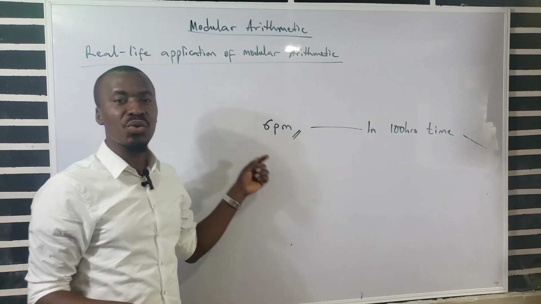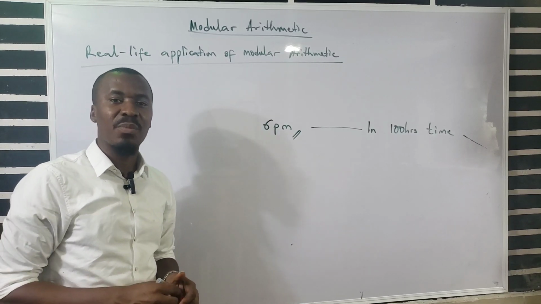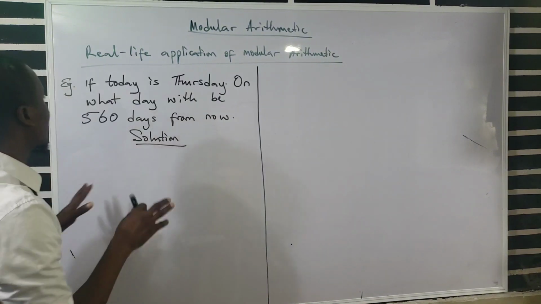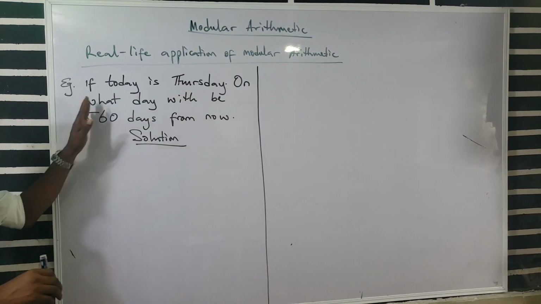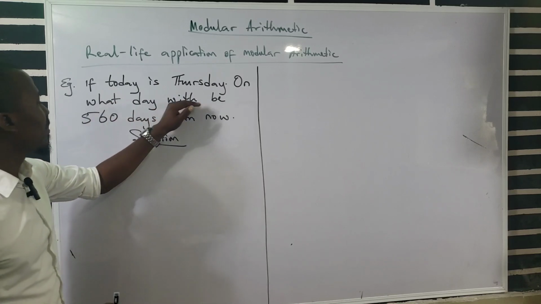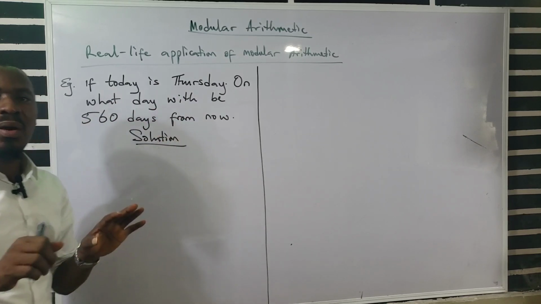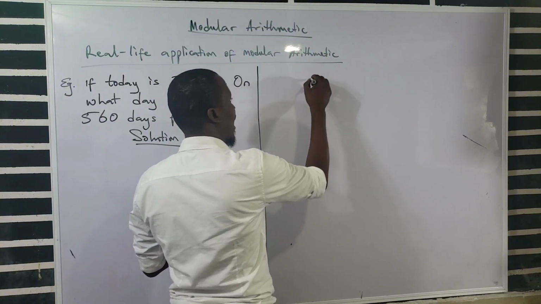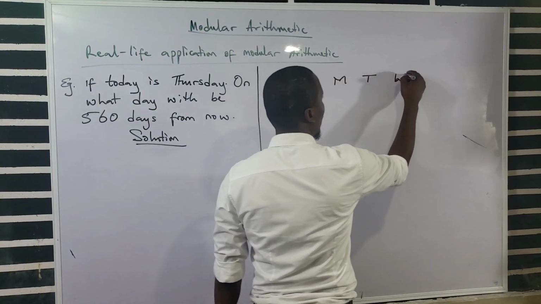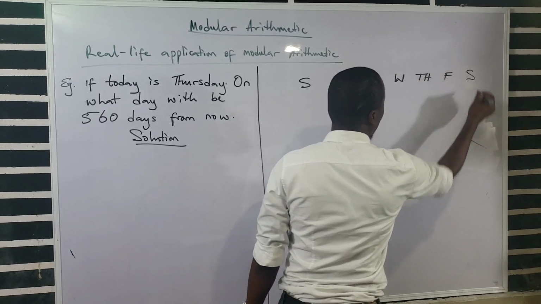So we are going to solve some examples to see how we can actually apply modular arithmetic in real life situations. So look at the first example we have here. If today is Thursday, on what day will it be 560 days from now? Now take days of the week as Sunday, Monday, Tuesday, Wednesday, Thursday, Friday, and Saturday.